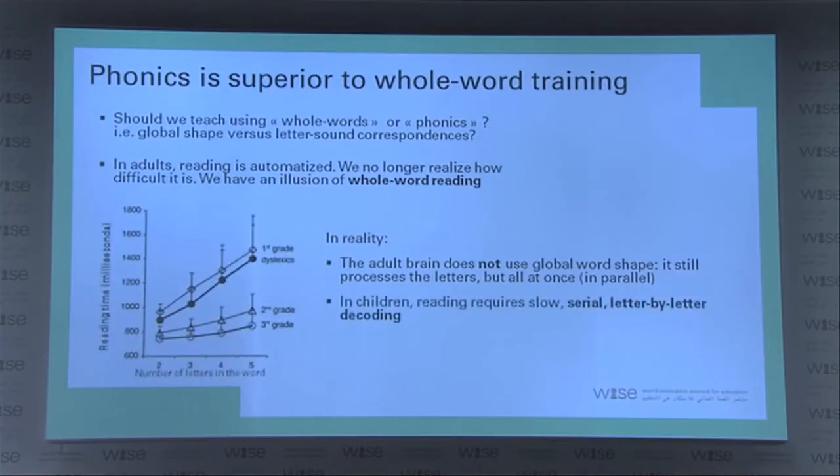And in fact, in children, it's even worse. Children require more and more time for more and more letters. You can see this on this graph. This is the number of letters in a word and the reaction time of the children. In first grade, they are very, very slow, and they need more and more time for each letter. So this is not at all whole word reading. It's slow, serial, one letter at a time. And as children progress, second grade, third grade, this goes away and gives this illusion of whole word reading.